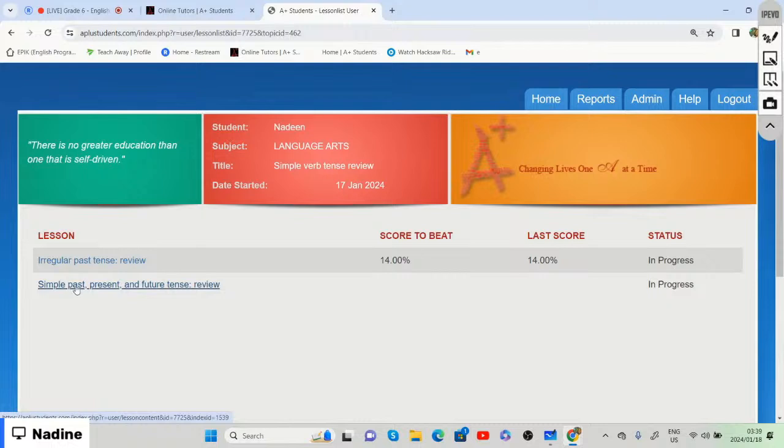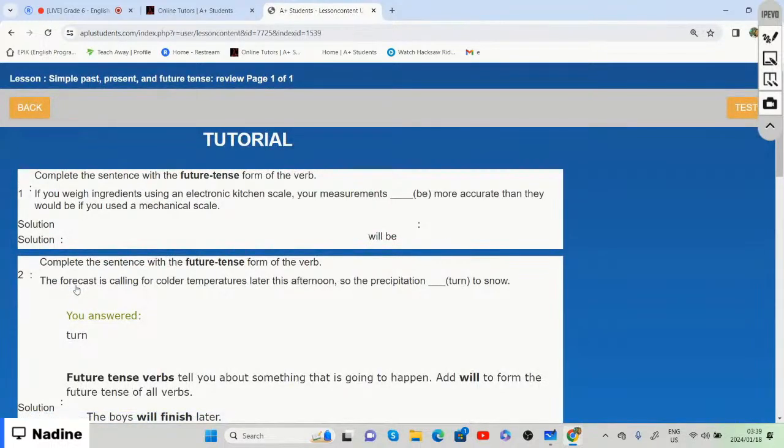All right, so now we're going to simple past, present, and future tense. And remember, we said that the past tense shows something that happened in the past or things that happened already or has happened. The present tense shows things that are happening now or that are true now. And the future tense tells us about something that is going to happen, right? And with the future tense, we just add will in front of our verb.